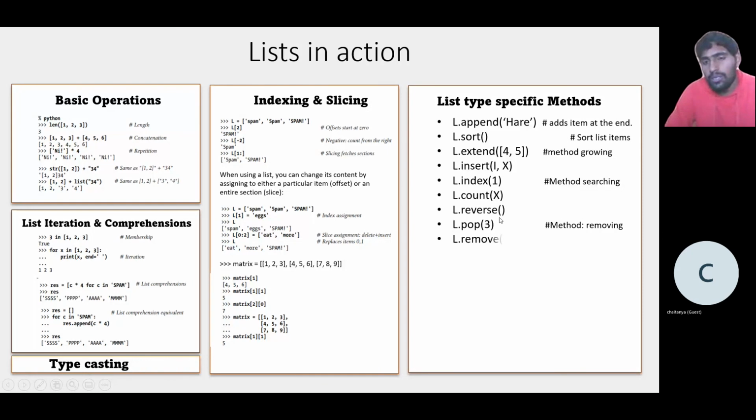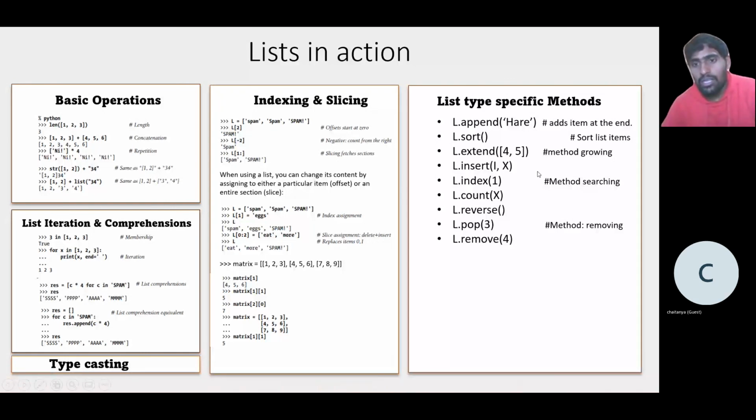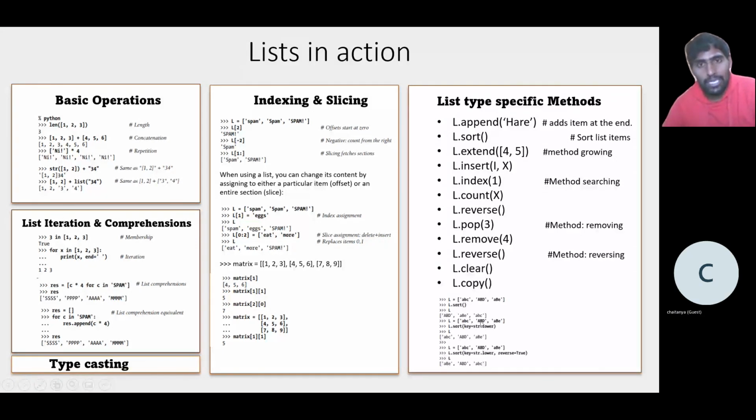Reverse the list. Pop out a certain number which is at this index 3. Pop out means take that out and show us, whereas remove won't show it. It will just remove it. That is the difference between pop and remove. Clear, copy, and others. Here is one example.